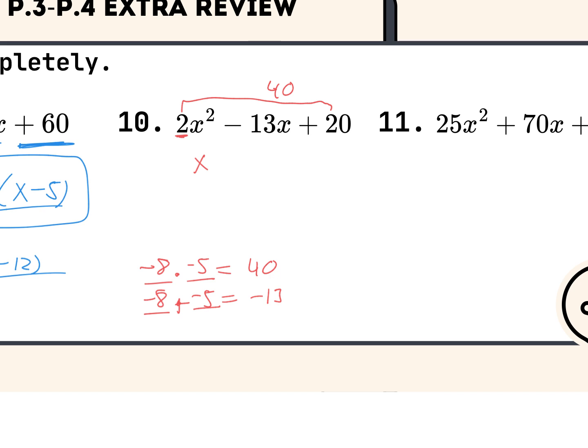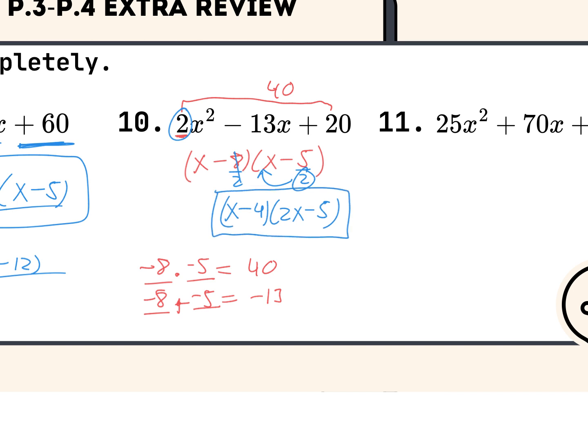So I'm going to get an x minus 8 and an x minus 5. All right, but remember, when there's something in front of your x squared, you cannot leave it like this. I'm going to divide both of these by 2. If it divides, you divide it, so 8 divided by 2 is going to get you a 4. 5 divided by 2 does not simplify, so I'm going to slide that 2 up front. It's going to get you a 2x minus 5. All right, so that is our slide and divide method.